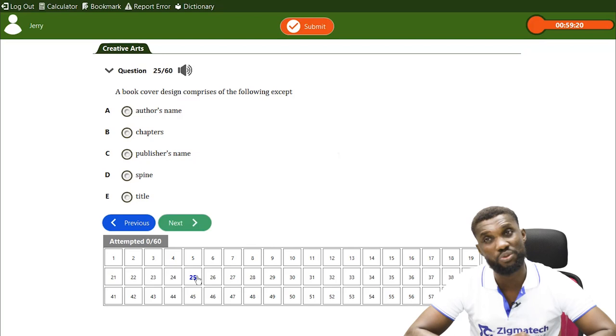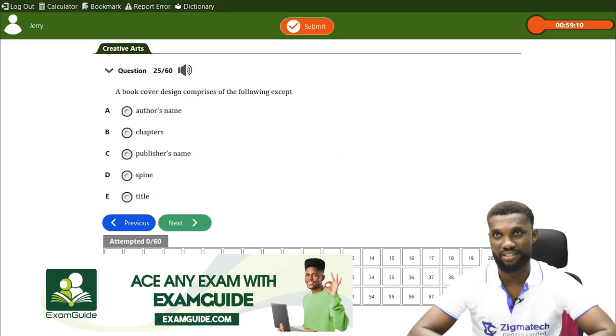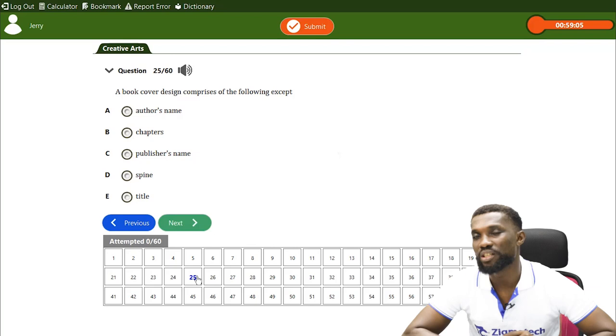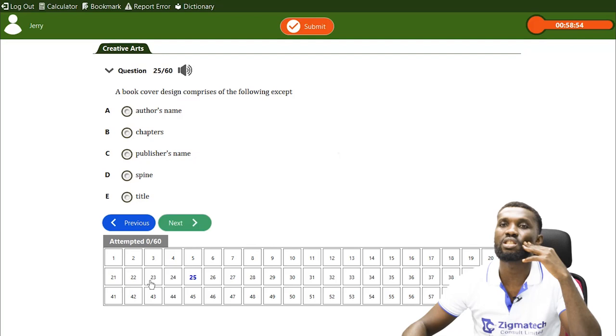The author name, yes. Publisher's name, yes, sometimes. Spine, oh yes. The title, of course. Chapters, you don't find chapters on the book cover. So this is a random question we are just trying our hands on. So you should know that, that's why I picked it. It's a very popular one. And then let's see question number 23. Let's see what 23 has for us.